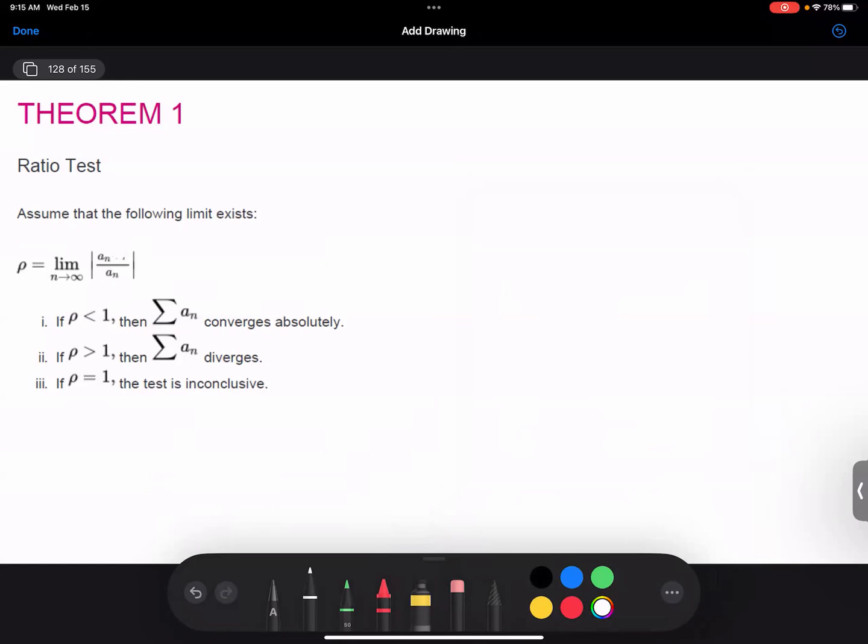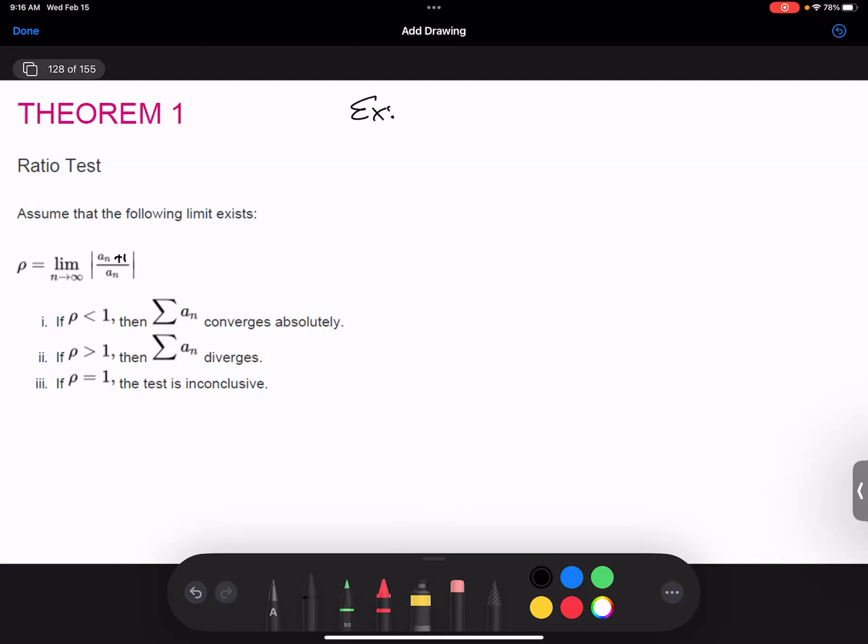We'll fix that. It should be a_{n+1}, with n plus 1 as a subscript. Yeah, bad typo. So we're looking at rho equals the limit of the absolute value of a_{n+1} over a_n. If rho is less than 1, then the sum converges absolutely. If rho is greater than 1, then the sum diverges. And if rho equals 1, the test is inconclusive.